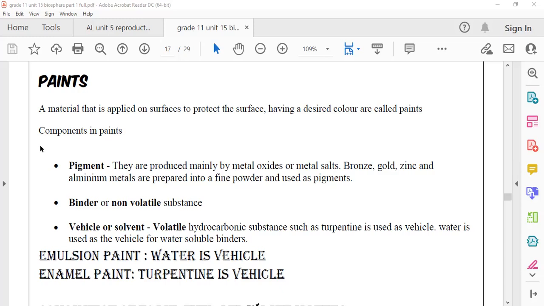Emulsion paint has water as a vehicle. Enamel paint has turpentine as a vehicle. So these are the ideas. Because paints have metals, metal oxides, metal salts, or organic solvents, when these chemicals are added to the environment, there will be environmental pollution and harmful effects can be created. This is the note you have to complete regarding paints.